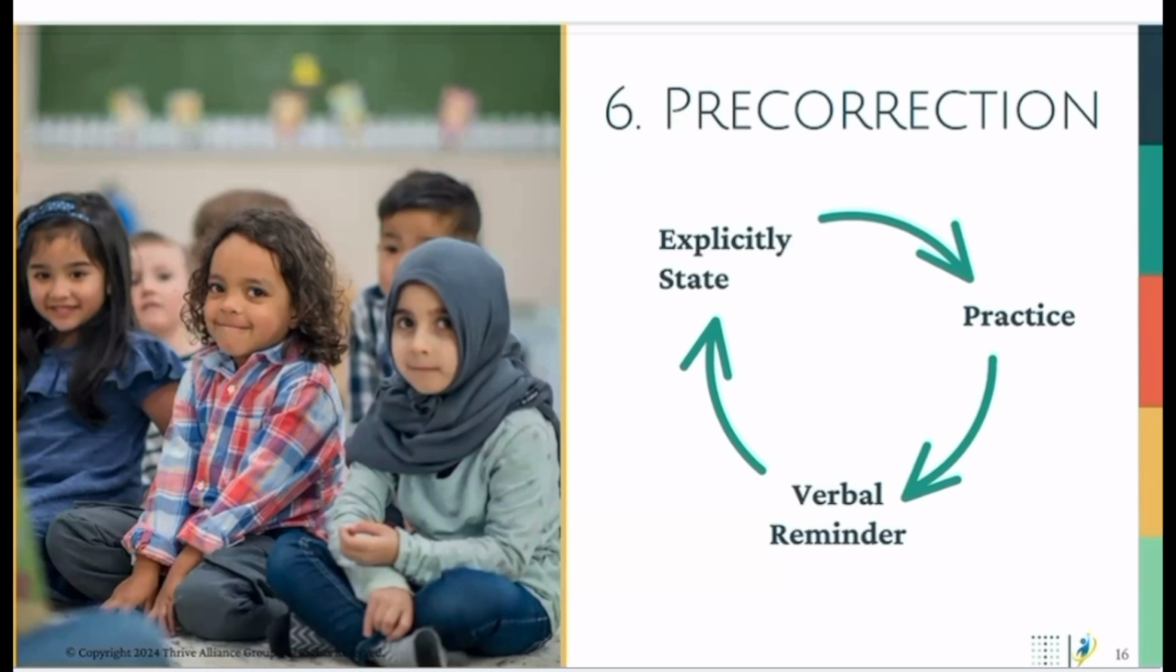For example, the class has difficulty moving from the table to the carpet without chaos. First, explicitly state the behavior. Take time to practice. Then, before you signal for the transition, calmly remind the class, we're about to move to the carpet. Please walk slowly, keep your hands to yourself, and then sit on your assigned carpet square. In time, replace the verbal reminder with a nonverbal cue, like a gesture.